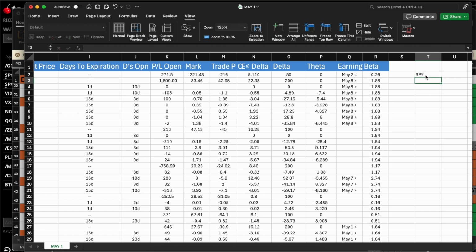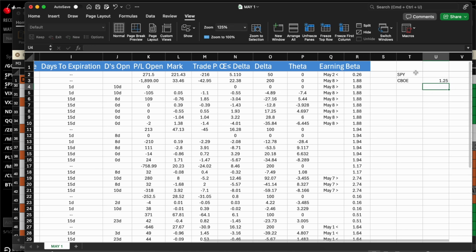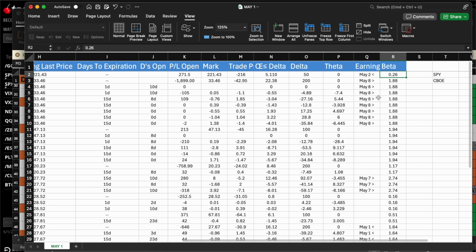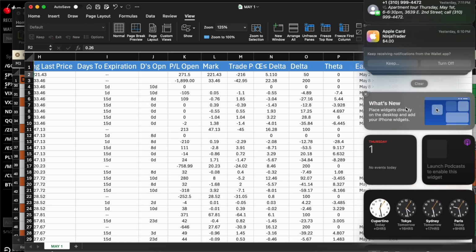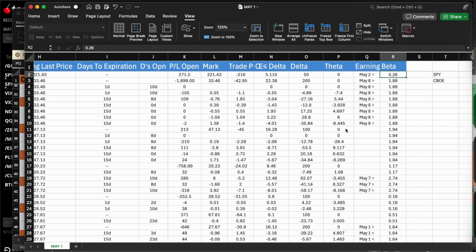So if CBOE has a beta of, let's call it 1.25, that means that CBOE is going to move roughly 1.25 times the SPY. So if the SPY goes up $1, this will probably go up $1.25. If SPY goes down $1, then CBOE will go down by $1.25, approximately. And the numbers that they use to calculate a beta sometimes vary, but they take price action, price movement, volatility over the course of a year or more.